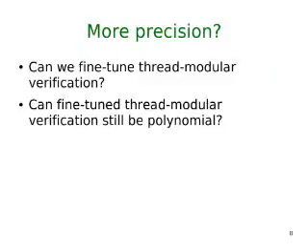So what do we ask right now? How to be a bit more precise? Is it possible to be a bit more precise in the setting of Cartesian abstraction? And if yes, how? The first question that we're going to ask is whether we can fine-tune a Cartesian abstraction in order to obtain a more precise answer, so that for each step the over-approximation is not so coarse. And even if we can fine-tune the thread-modular verification, can we still have polynomial time complexity?